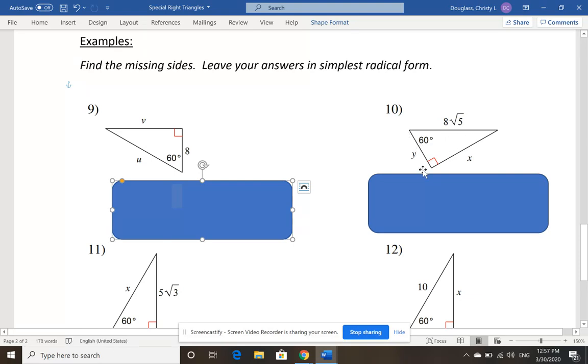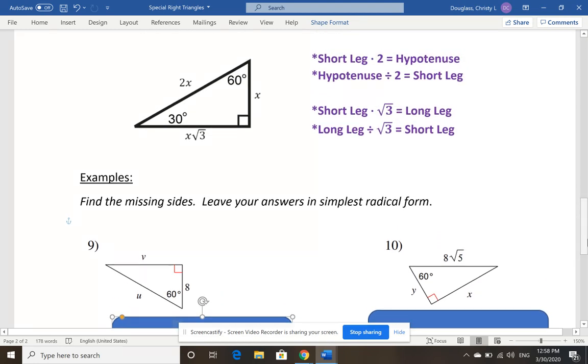Remember, I said that's the one I want to find first. I know X comes before Y in the alphabet, but it's going to be much easier for me to start by finding the short leg first. So let's go back and look.